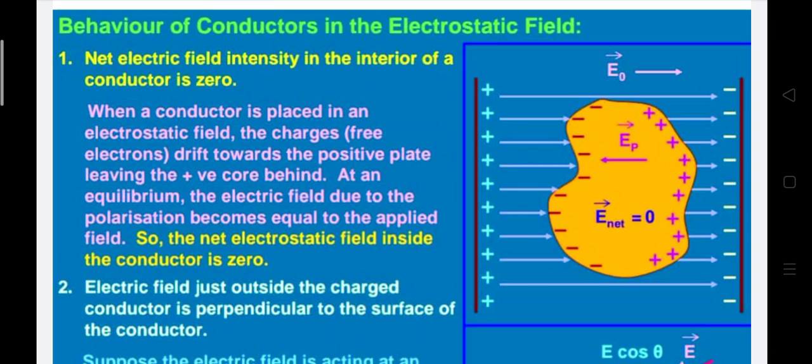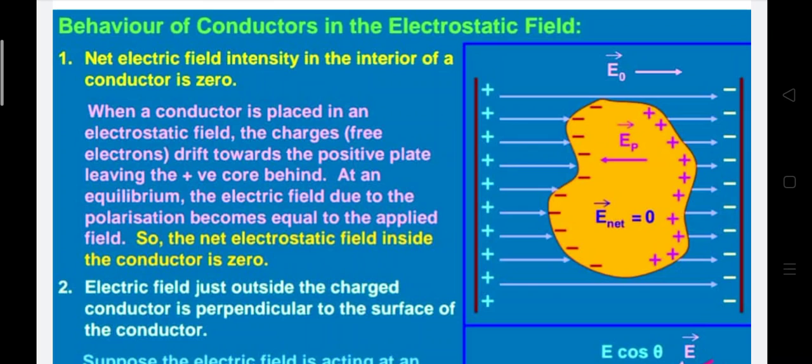So when you place a conductor inside the electrostatic field, opposite charges develop on the outer wall: electrons drift towards the positive plate, and towards the negative plate a positive charge is developed. The net electric field inside the conductor becomes zero.